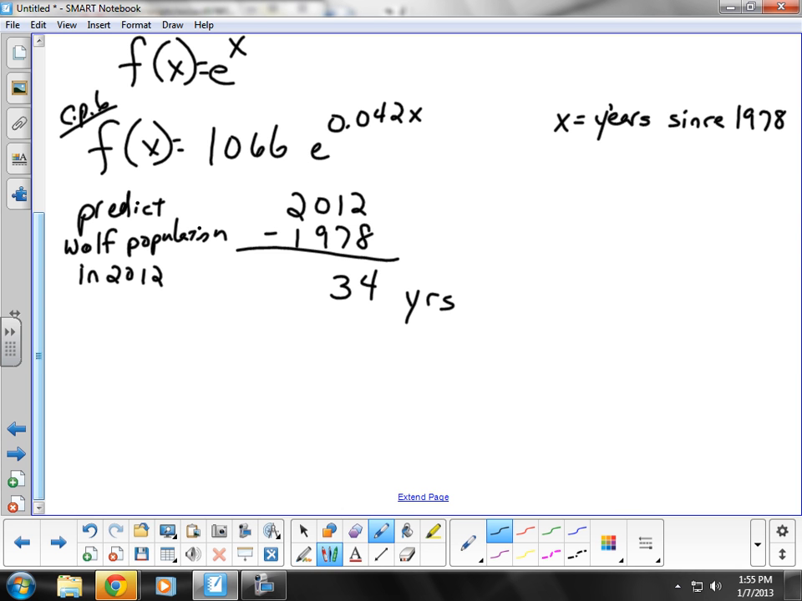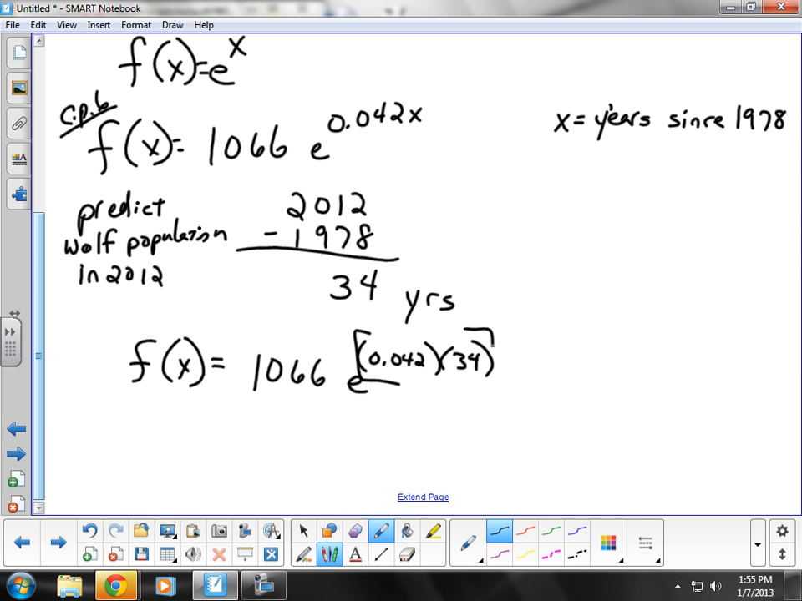Wouldn't it be 34? Okay. So f of 34 is 1066 times e to the 0.042 times 34. So my problem here becomes putting it in the calculator, right? Because you do have to be careful. What do you have to make sure you do? Put parentheses around all of the exponents, right?